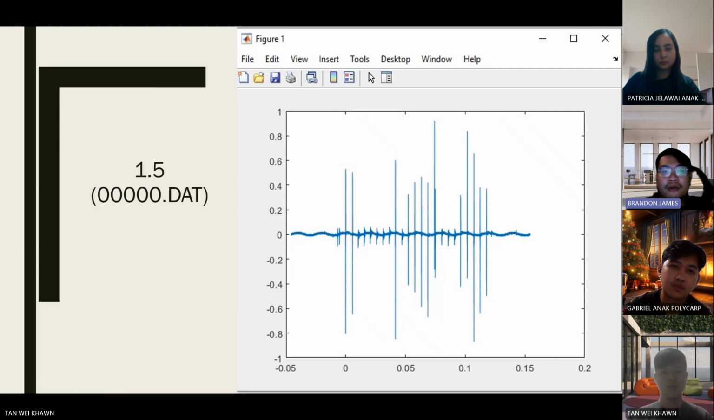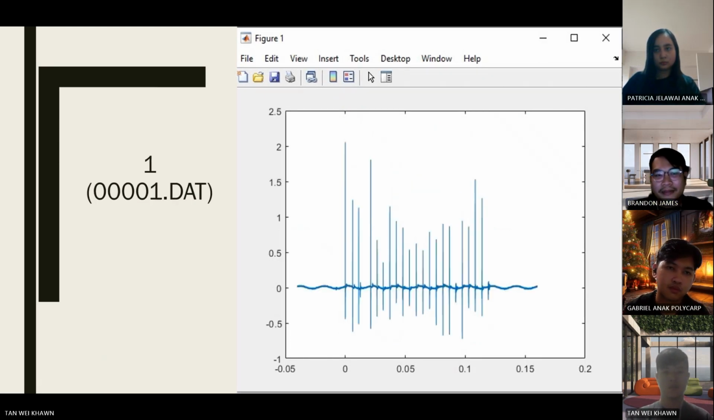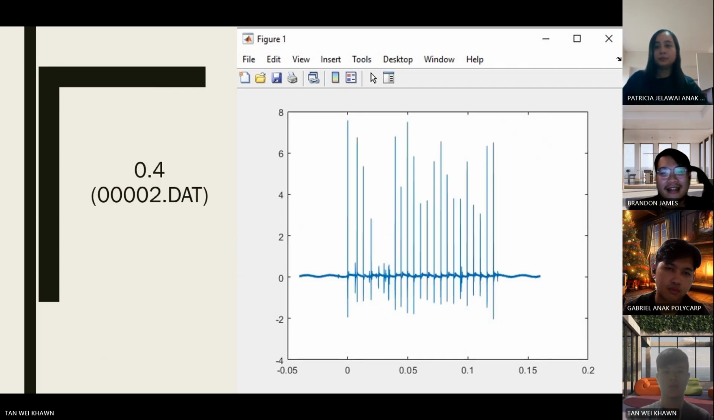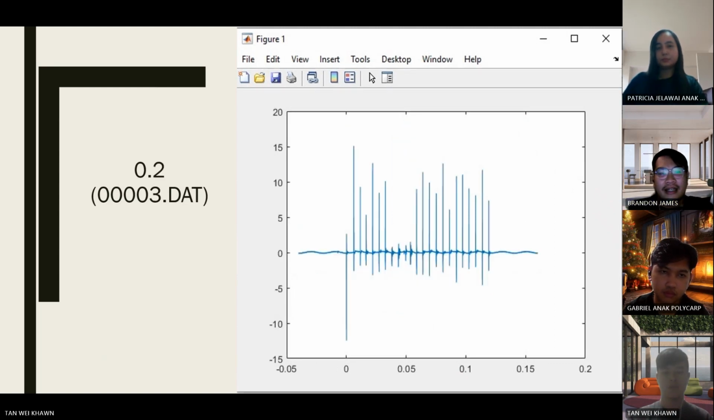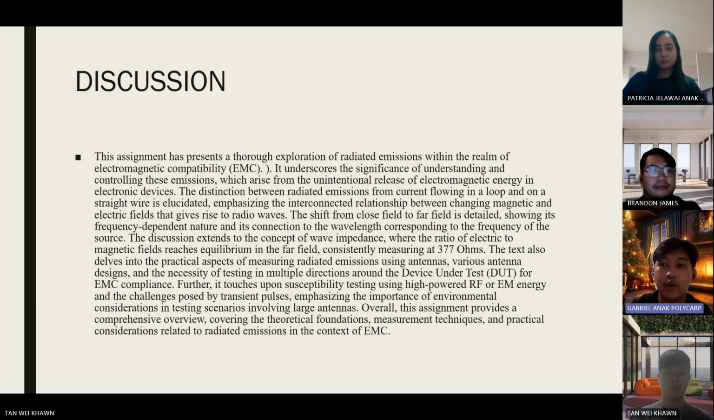Okay, this is the data for 1.5 meter. This is for 1 meter. And this is the data for 0.4 meter. And lastly, 0.2 meter, the graph being plotted in MATLAB. Okay, I will take over next for the discussion.